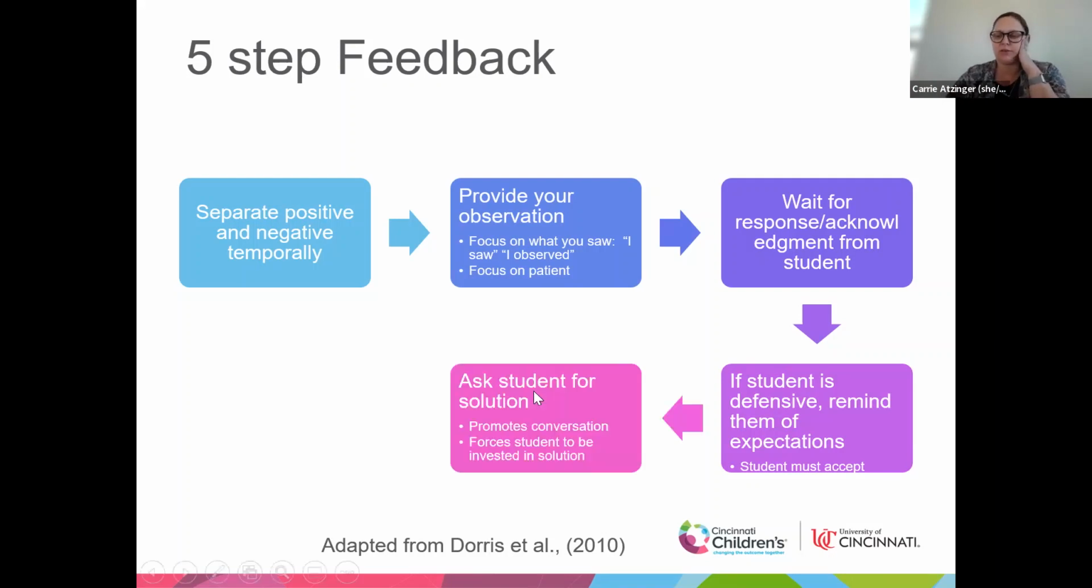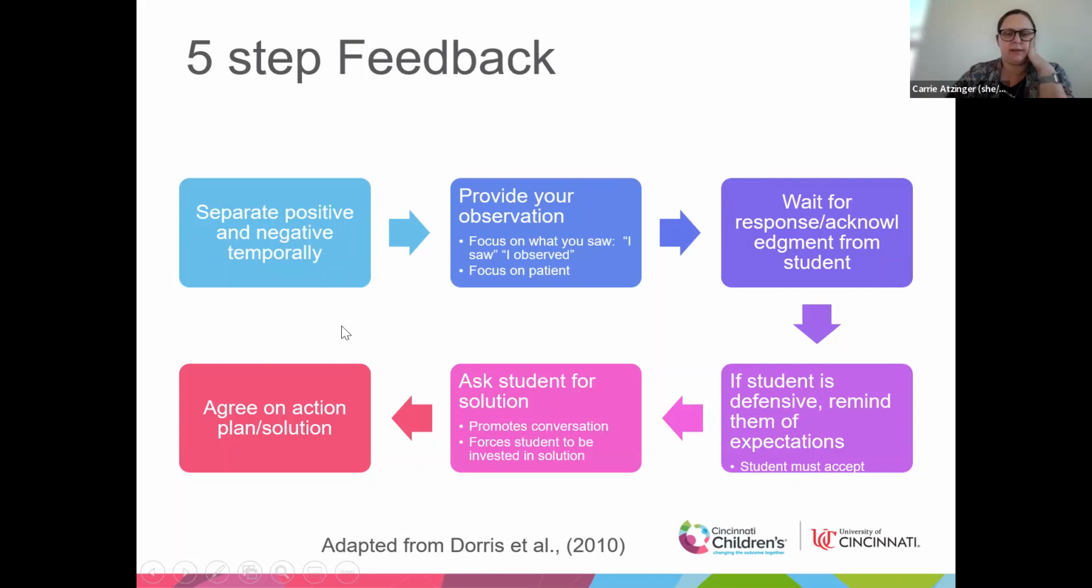And then asking the student to collaborate on a solution. So, okay, well, because we saw this happen or because this didn't go the way that we hoped it would, or it went fine, but maybe it could be better, what do you think are some things that we could try next time? So really focusing that collaborative piece on the next steps, the solution. And then agree on that plan or next step.